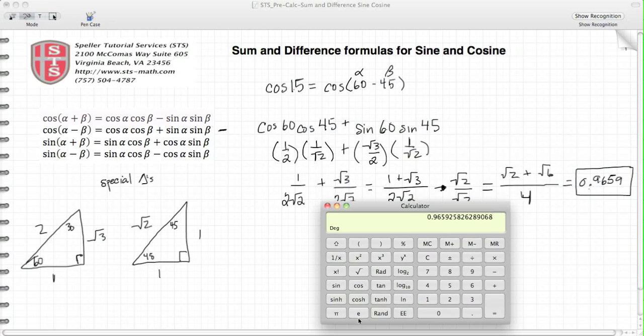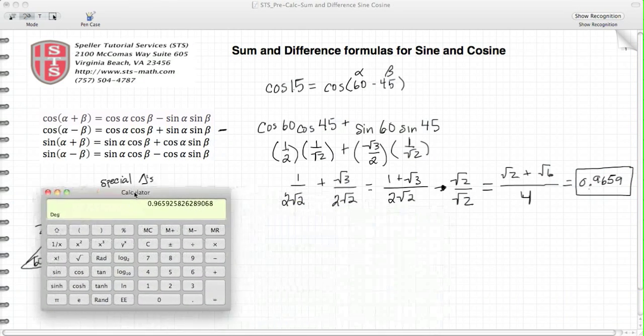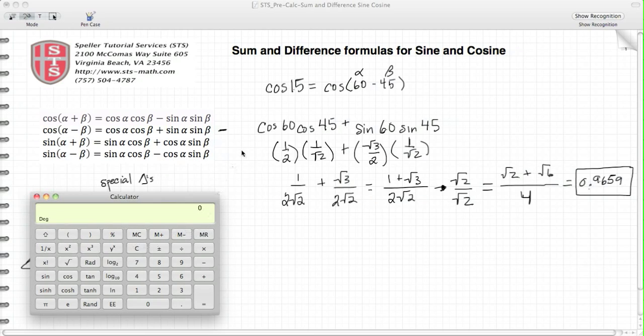Let's go ahead and call the calculator back up. And again, by using the calculator here, I'm just going to evaluate what we were given from the start, which is cosine of 15 degrees. Punch that into the calculator, 15, take the cosine of that, and I see that 0.9659 matches what I came up with by hand.